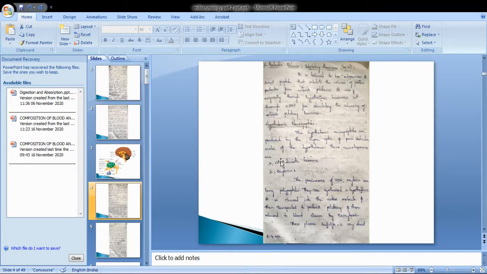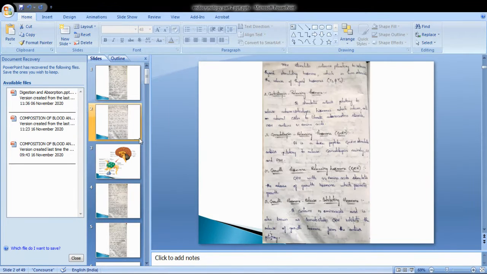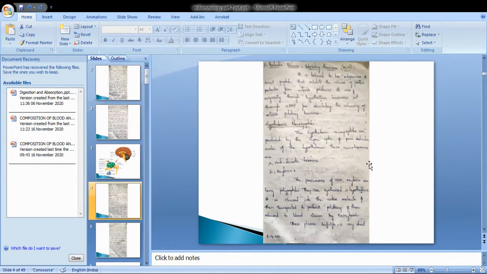Optic and paraventricular nuclei of the hypothalamus. Here is the paraventricular nucleus of the hypothalamus. Next, coming to the point, these neurohormones are antidiuretic hormone and oxytocin.